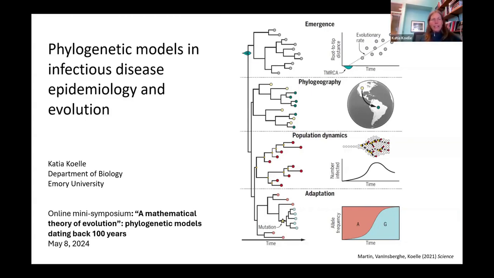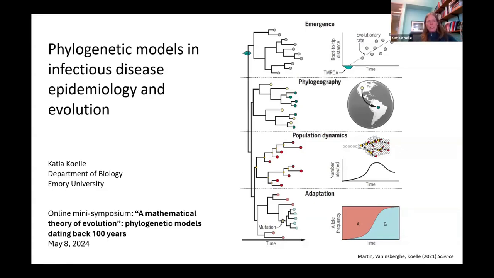That's because phylogenetic models are used so ubiquitously in infectious disease epidemiology and evolution at this point in time. They're used to estimate times of emergence, for SARS-CoV-2, for example. They're used to study the spatial spread of infectious diseases. They're used to reconstruct the population dynamics of infected individuals. And they're also used to study the process of adaptation, of course.